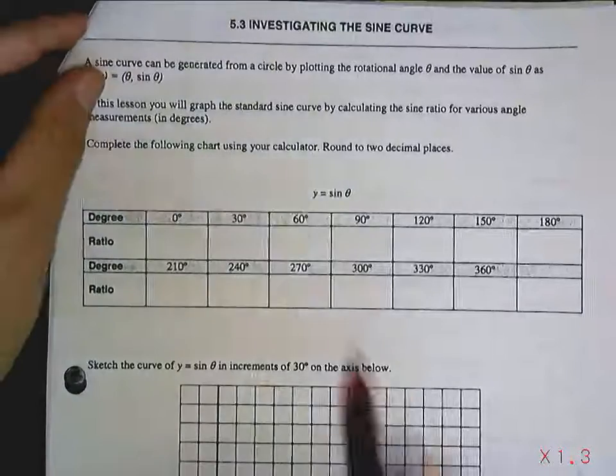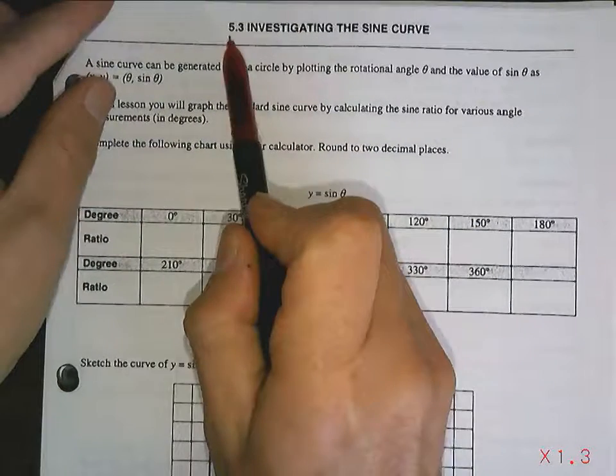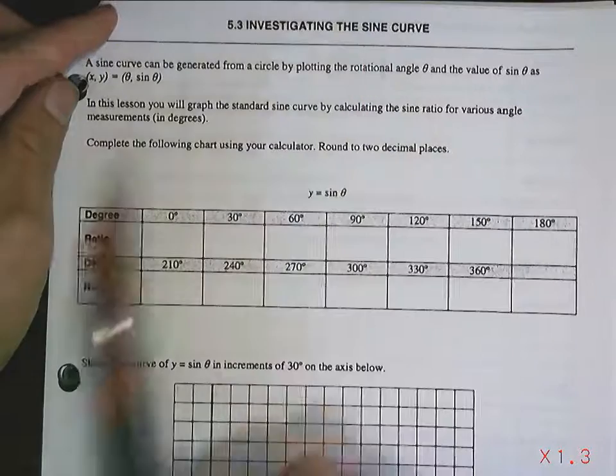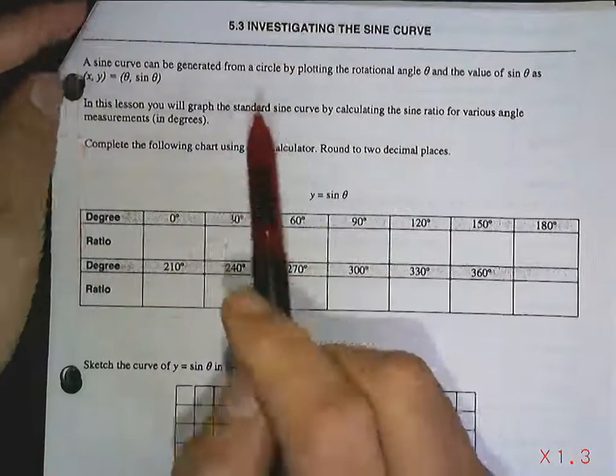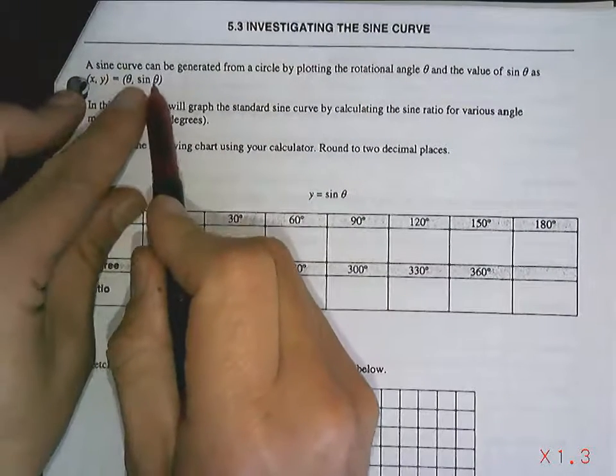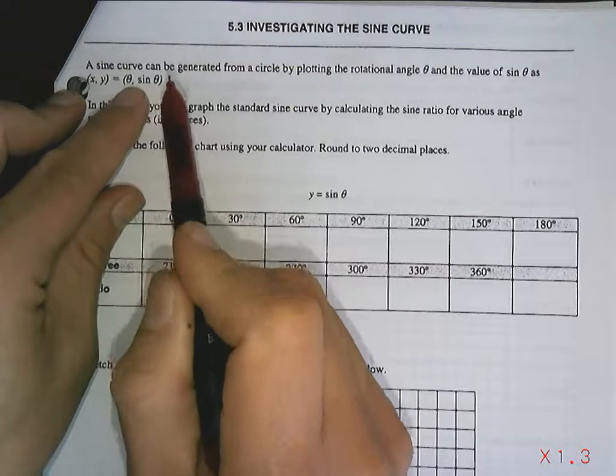Okay, ladies and gentlemen, we're going to jump ahead. We're not going to do the 5.2. We're going to look at the 5.3, investigating the sine curve. The sine curve is going to be plotted by putting the angle that we want and then the sine of the angle that we want. So it's an ordered pair.